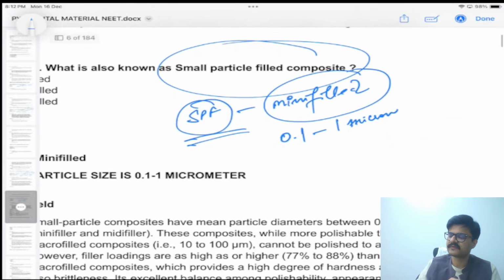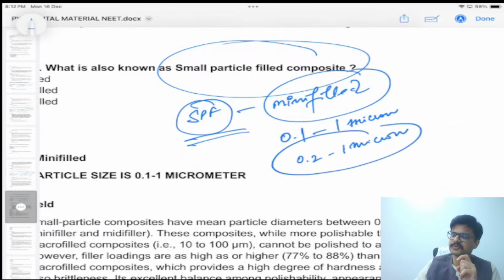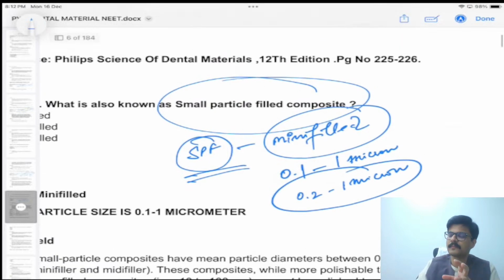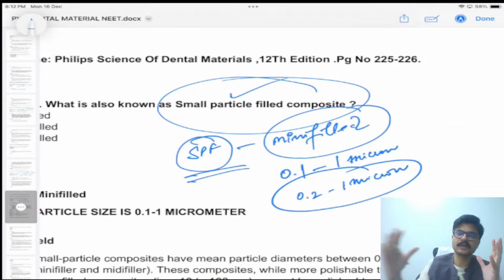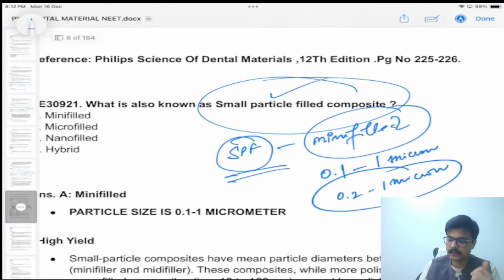In some references, it's 0.2 to 0.3 to 1 micron, something like that. So that's a pretty broad particle size distribution, and that gives the small particle filled composite a lot of filler loading, because with the broader particle size distribution you can add more filler, and that would improve the physical and mechanical properties. At the same time, the polishability is also not that bad, right?